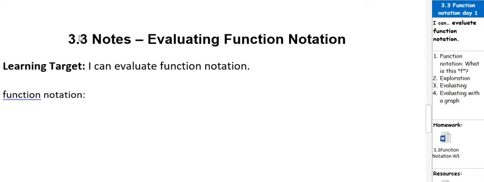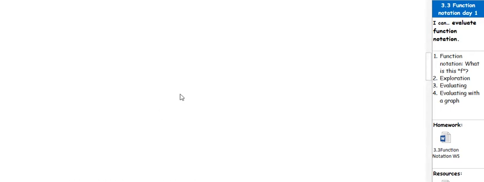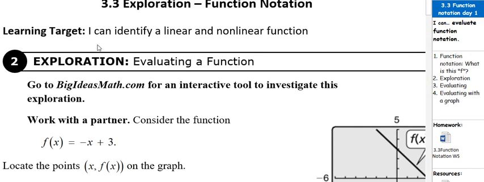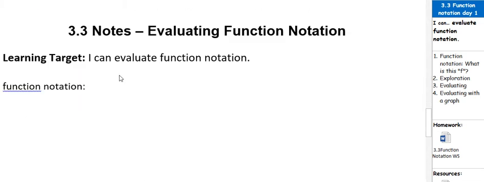Hi, we are doing the 3.3 notes, which is evaluating function notation. We're actually starting on the back of this one. It looks like this up on the front, 3.3, the exploration, and the number 2 exploration. We're actually starting on the back together. So the first thing we're going to do is talk about, well, what is function notation?